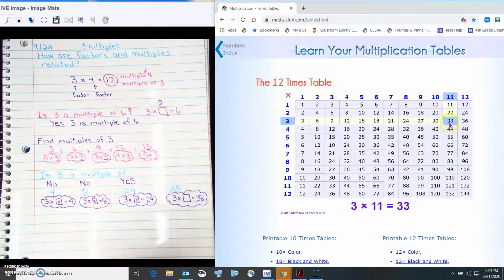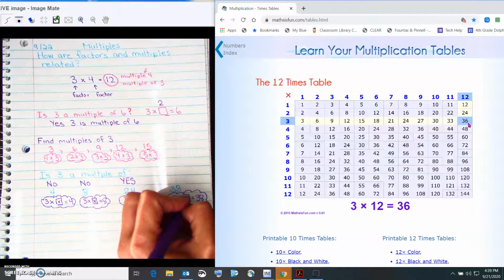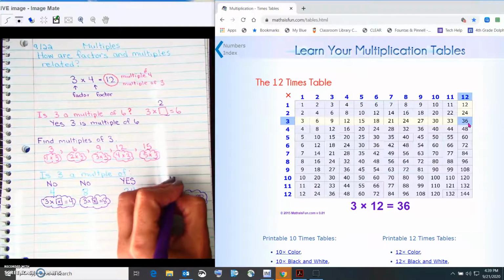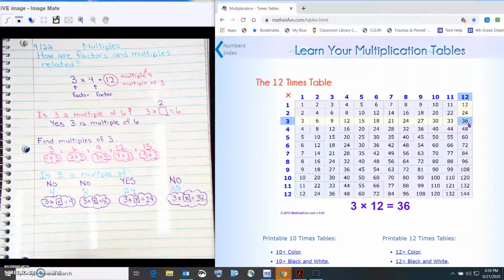And then 38. Now this only goes up to 36, but if I was going to count on 3 more, it'd be 36, 37, 38, 39. So it would not be 38. So 38 is not a multiple.